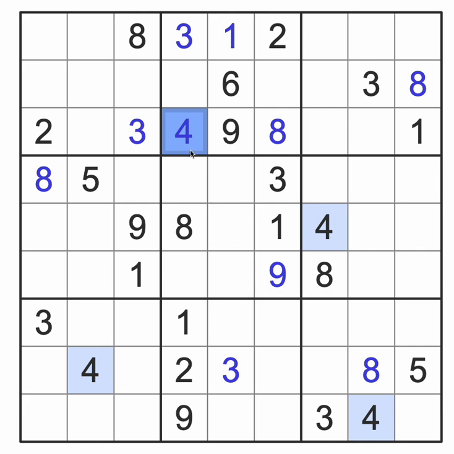And now 4 is placed here. These cannot be 4, meaning 4 in box 5 will be here or here because this 4 blocks here. That means these cannot be 4. 4 in box 9 blocks this cell. 4 in box 7 blocks this cell. Gives me 4 here. And I can also place 4 in box 3. 4 in box 6 blocks these. 4 in box 9 blocks these. Gives me 4 here.